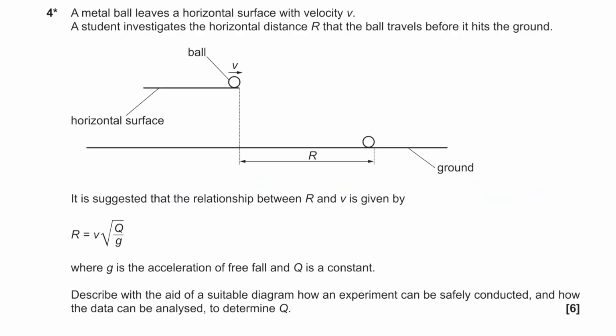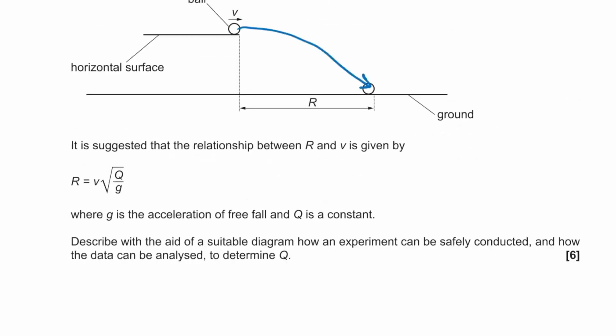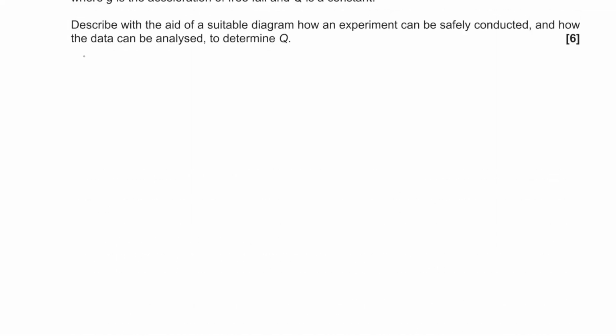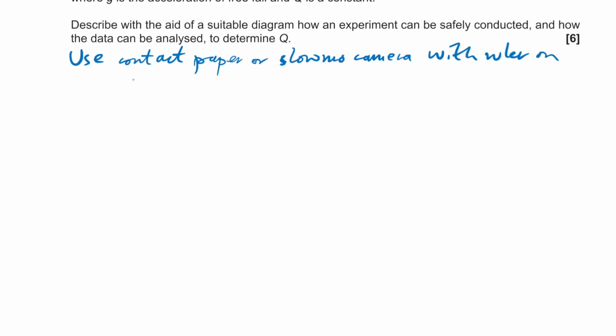Question 4, ball, horizontal surface is going to take this trajectory here. We know that. Describe with the aid of a suitable diagram how an experiment can be safely conducted and how the data can be analysed. Fantastic. Ugh, 6 markers, I hate them. So we need to measure R. So I would say something like use contact paper or slow-mo camera with ruler on ground to obtain R.